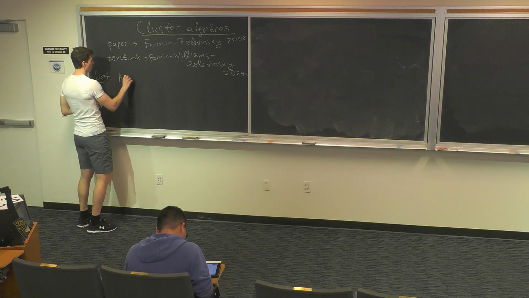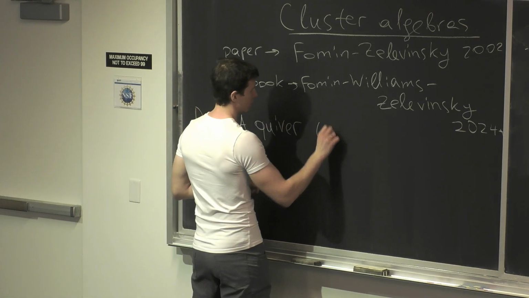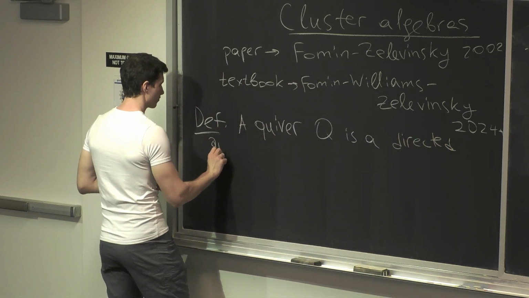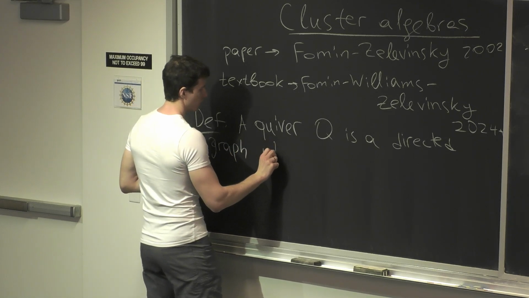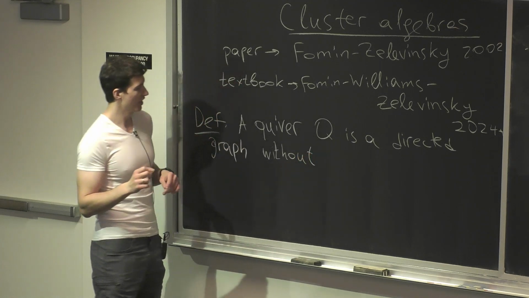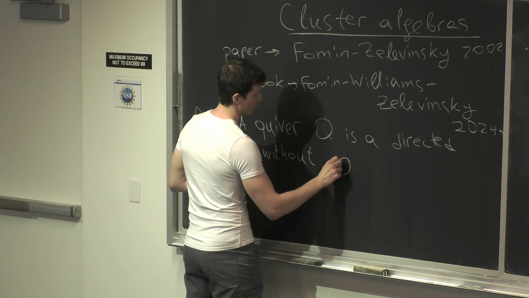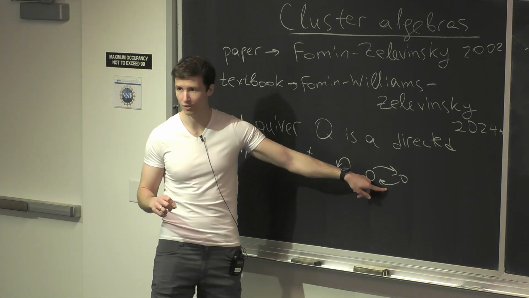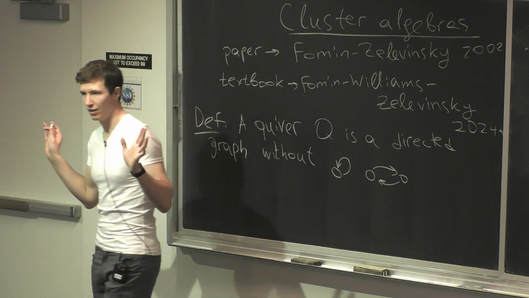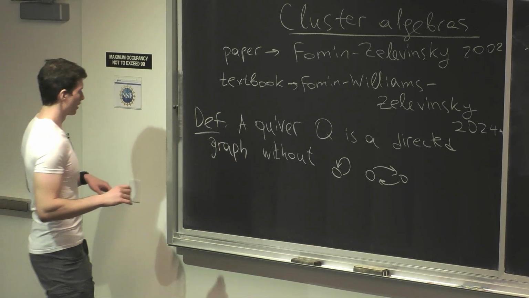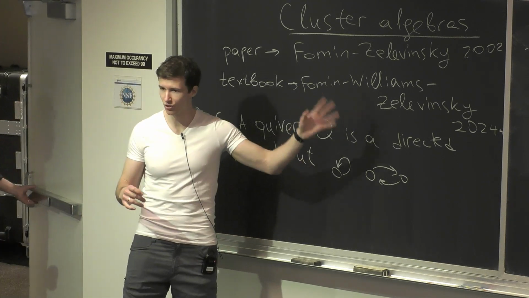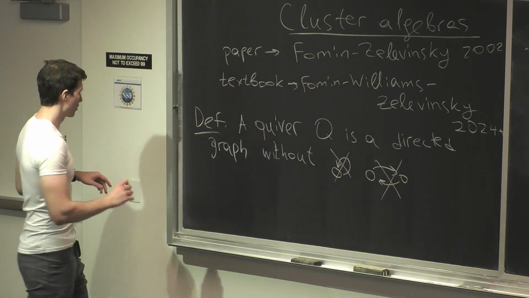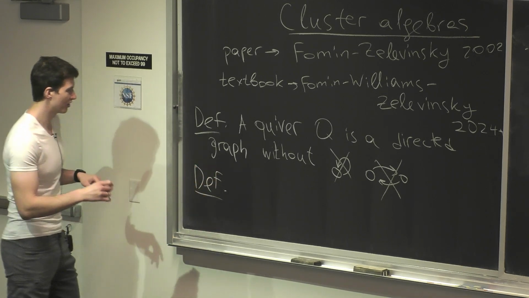Definition 1: a quiver Q is a directed graph without directed cycles of length 1 and 2. So these two things are forbidden: edges to itself, or pairs of opposite arrows. Everything else is fine. I can have multiple edges, I can have triangles. Only these two things are not allowed. I'm going to give a couple of definitions, then maybe give an example.